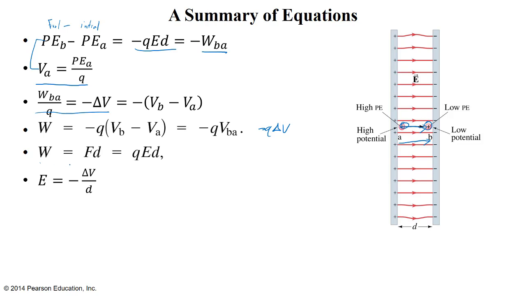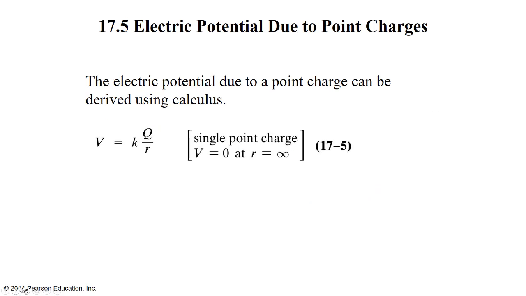Then we get back into work equals force times distance. And on this one, remember, I'm basically just looking at this half of this equation. The work done is equal to the force times the distance. Well, force is electric field times charge, times distance. And then this last equation: electric field is equal to the opposite of the change in voltage divided by distance. Now we're going to look at one more.